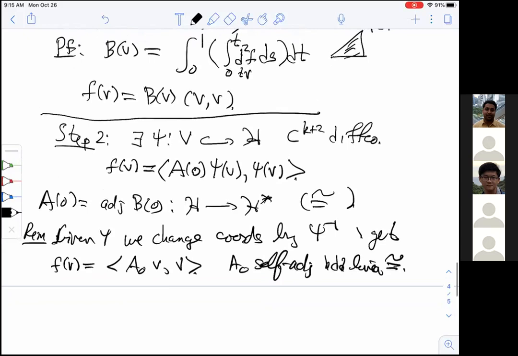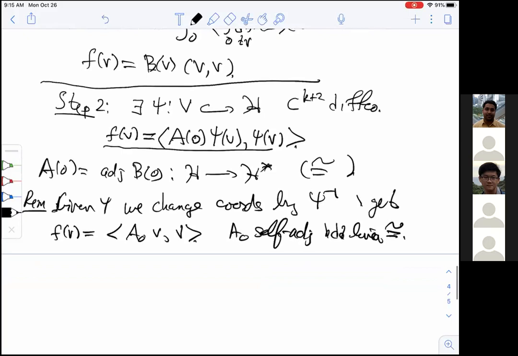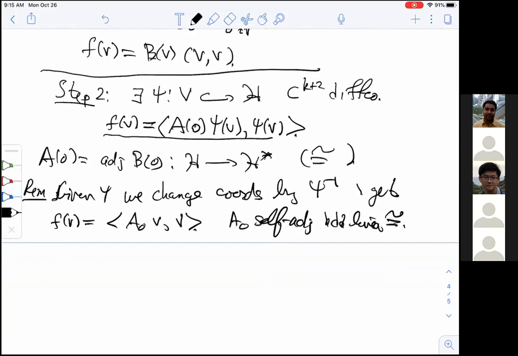So this is what I need to do. I need to split this quadratic form into, if you will, a product of an adjoint of psi with psi. Okay. Well, I'll just quickly go over the argument, how am I doing on the time? I won't give you any details here.